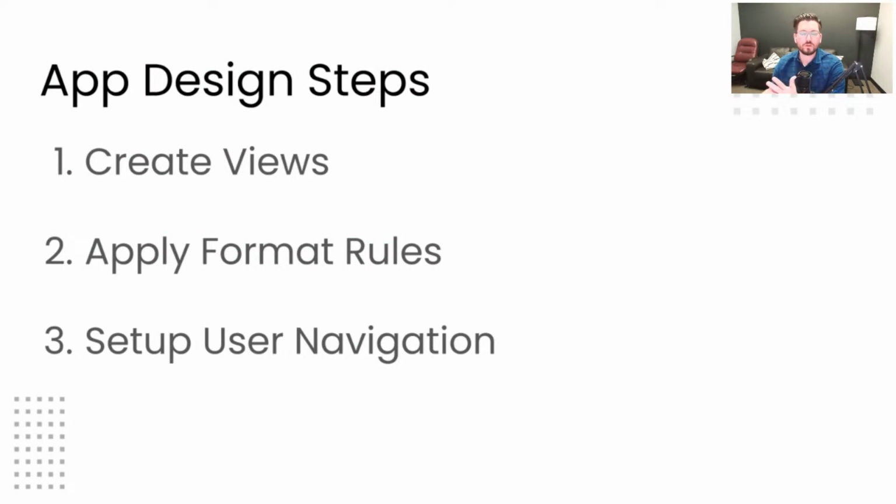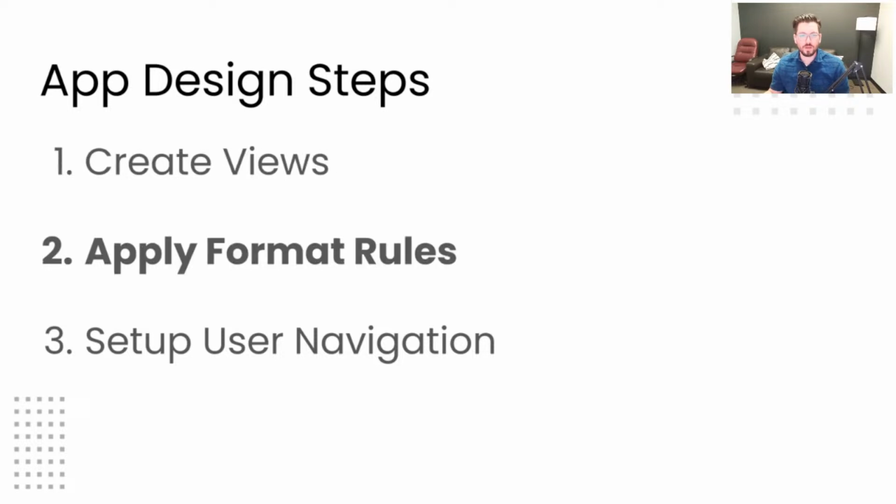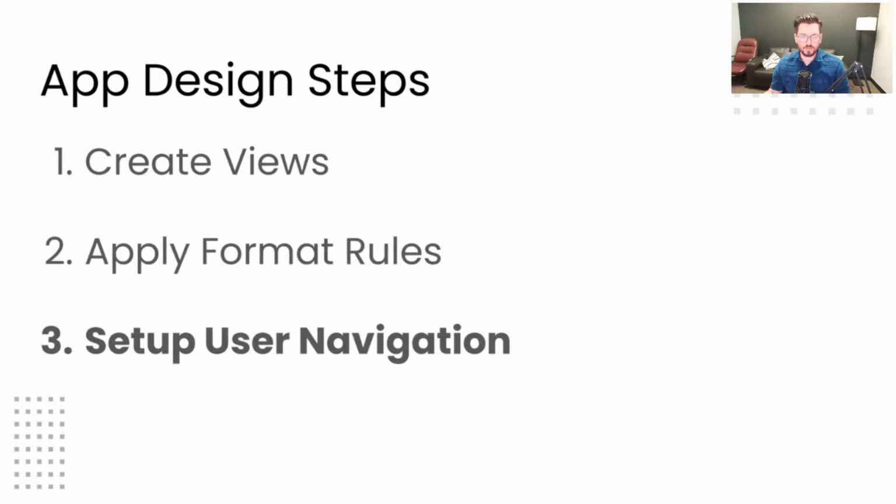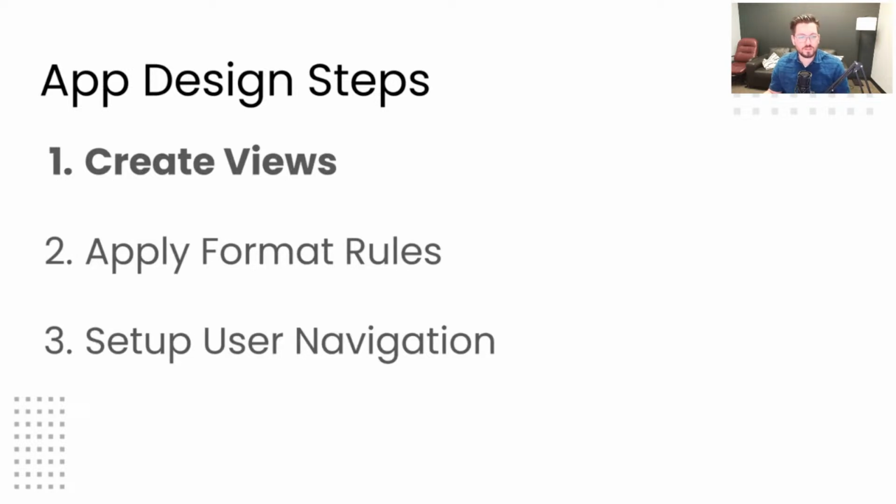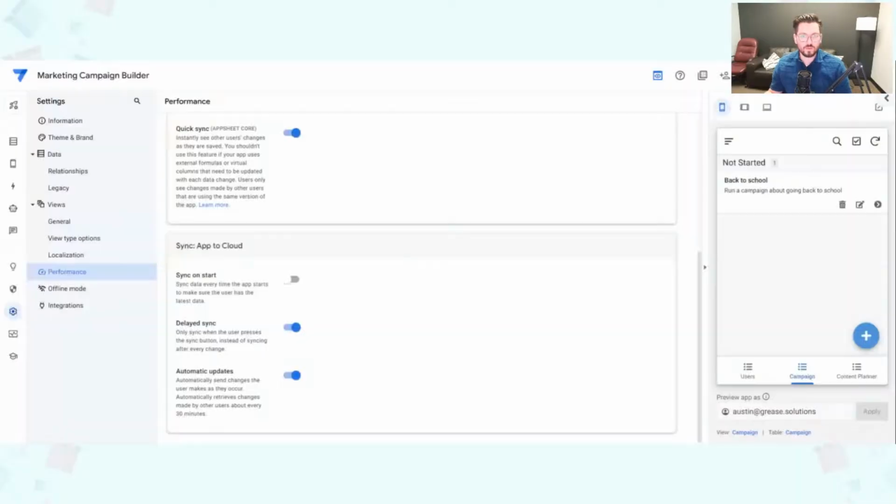So what are our steps for designing our application inside of AppSheet? I've come up with three steps that I think are the most essential and can get you far enough through building your applications. And if you check all these boxes, then your users are going to be very happy with the way your app is designed. So let's go through these. First one is we're going to create views. After we do that, we need to apply some format rules and then set up user navigation. Okay, so let's go ahead and start with step number one with creating views.